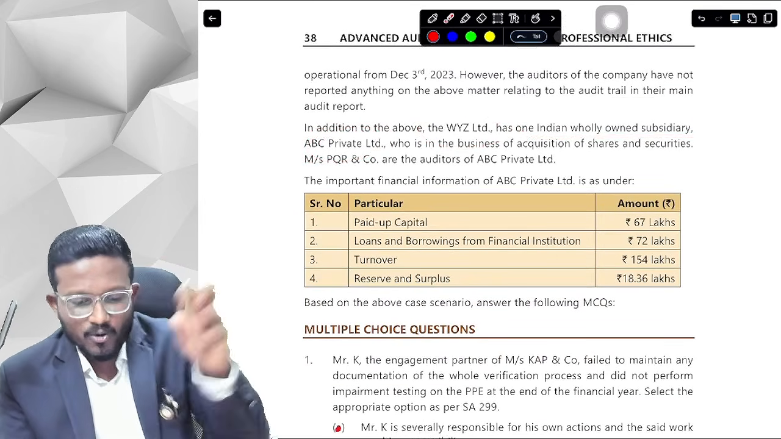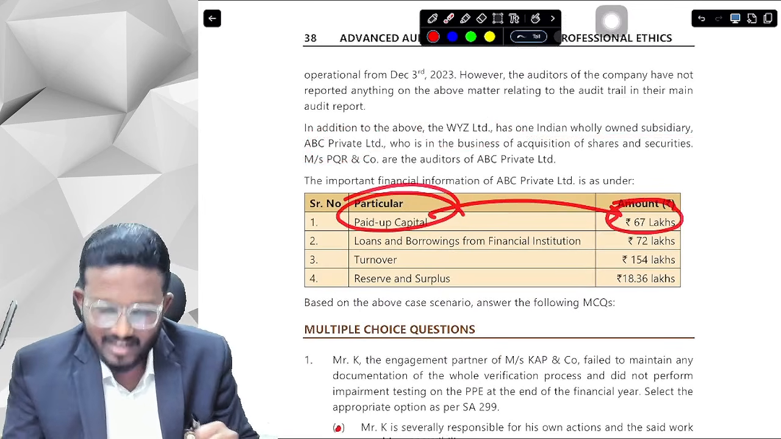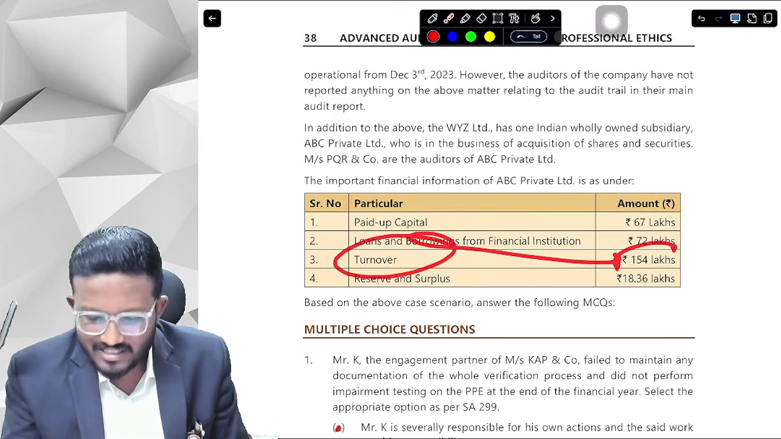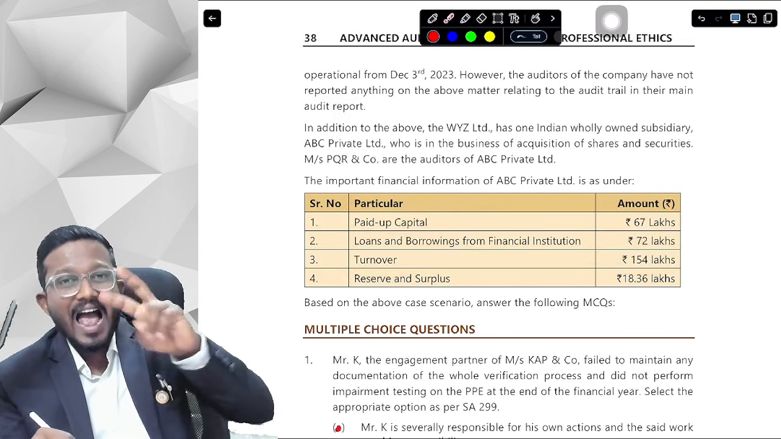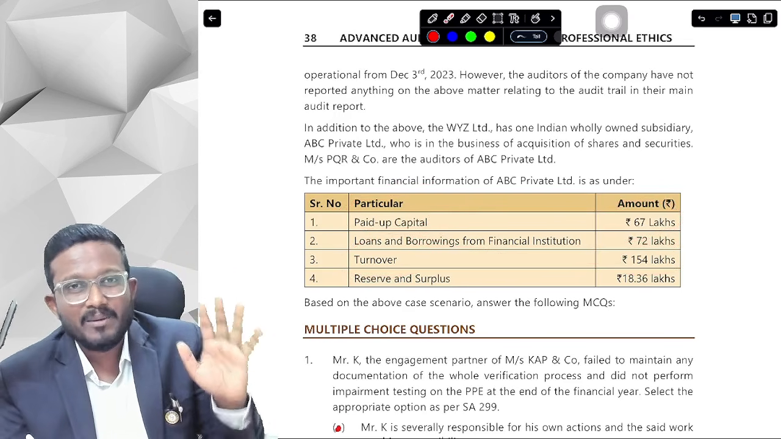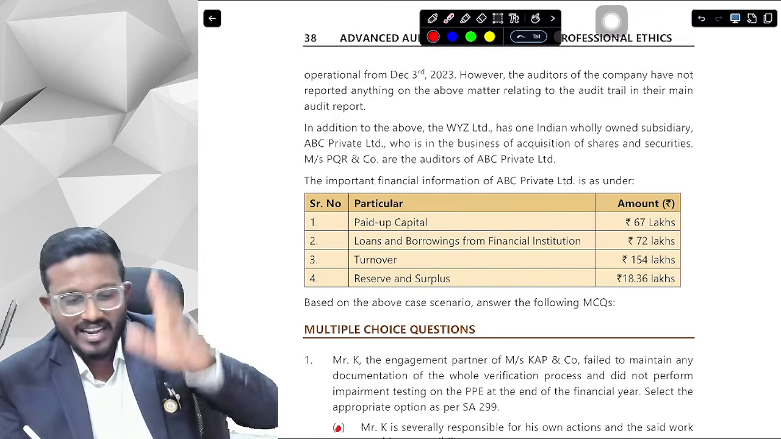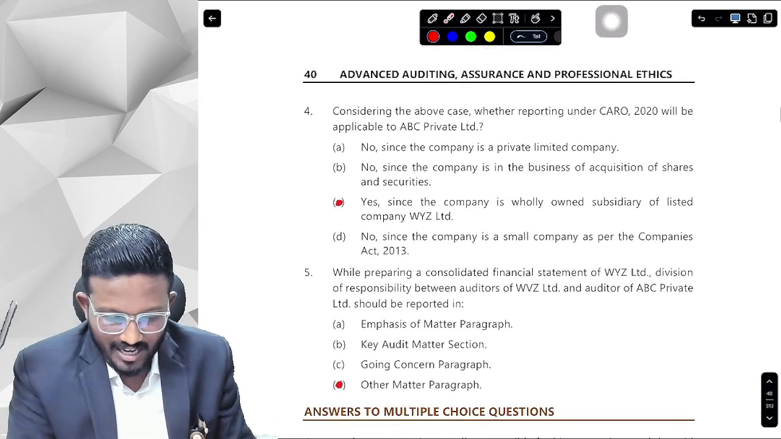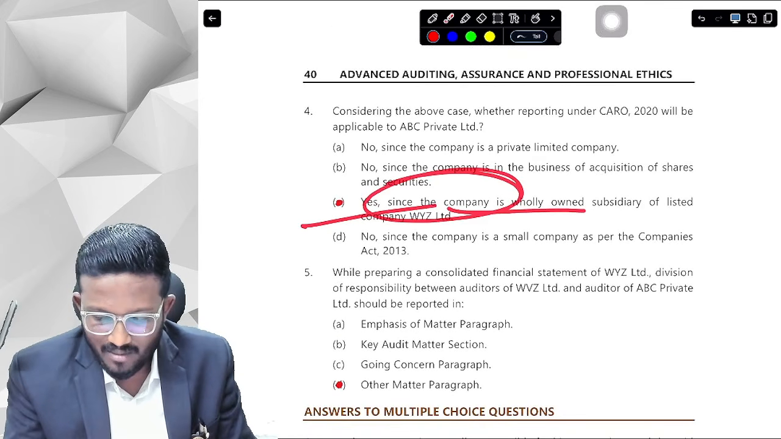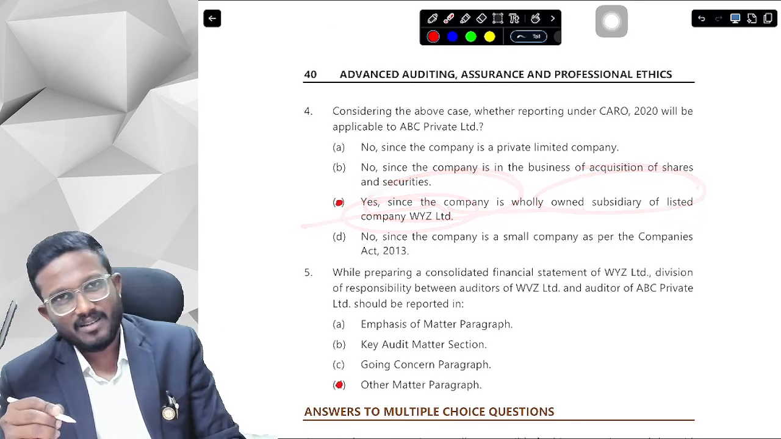So if it is an Indian wholly owned subsidiary, whether paid up share capital is less than 4 crore, even if the turnover is less than 40 crore, it is not a small company since it's a subsidiary company of another company, and the private company limits will also not be applicable because it is a subsidiary of a public company. So therefore ABC Private Limited CARO 2020 reporting will be applicable. So here they have given yes, since the company is a wholly owned subsidiary of listed company WYZ Limited, therefore CARO reporting will be applicable.